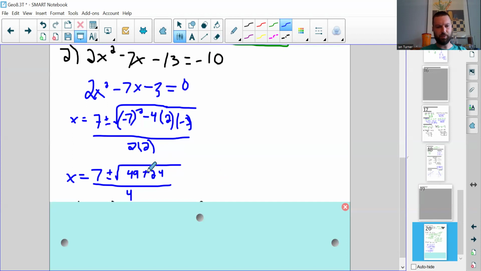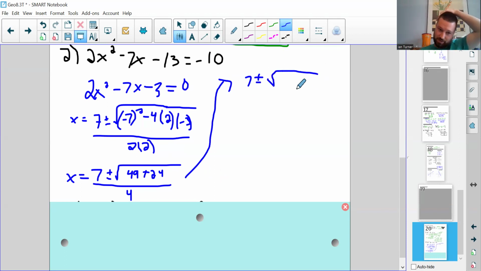What does this add up to? 73? That's a terrible number. I don't think you can simplify that in any way. I haven't done these problems before, so if I make a mistake, yell at me through the screen here. But that's right, 73 over 4.